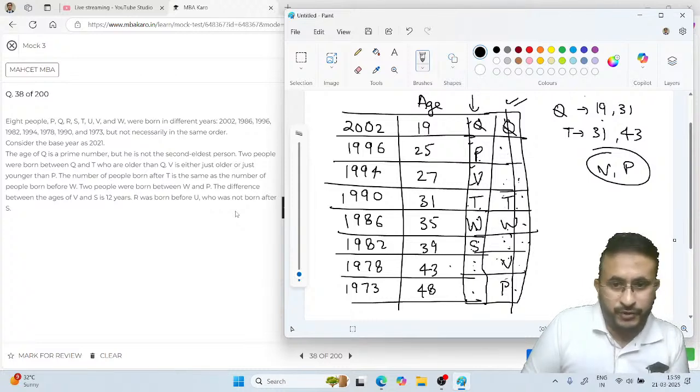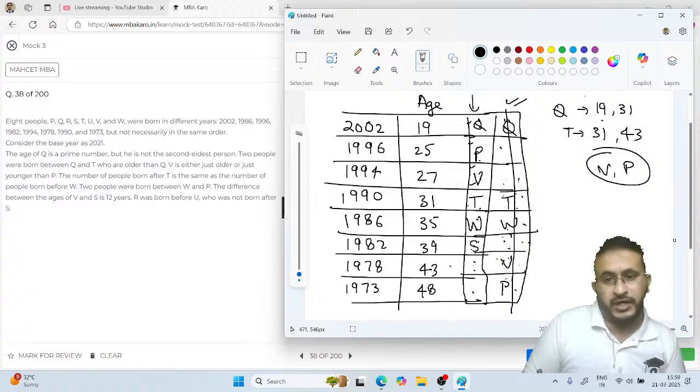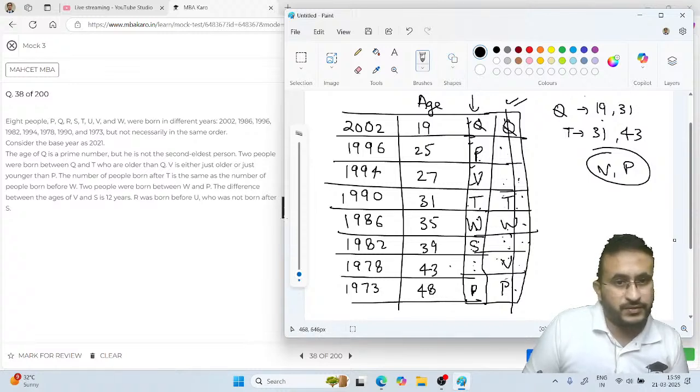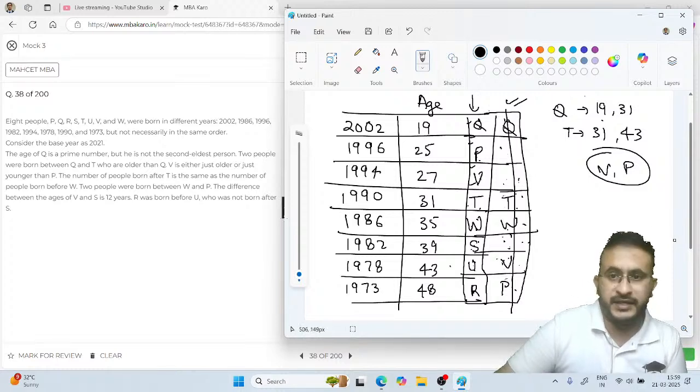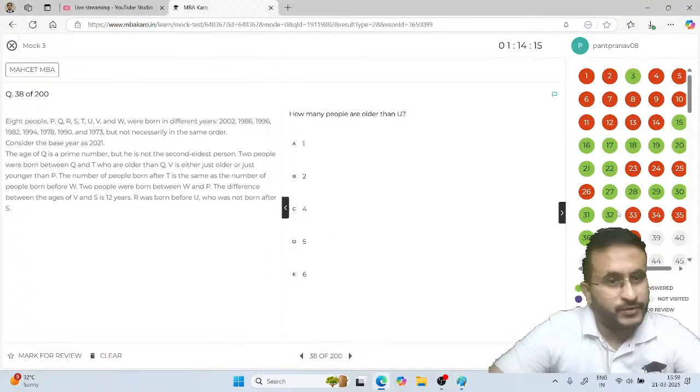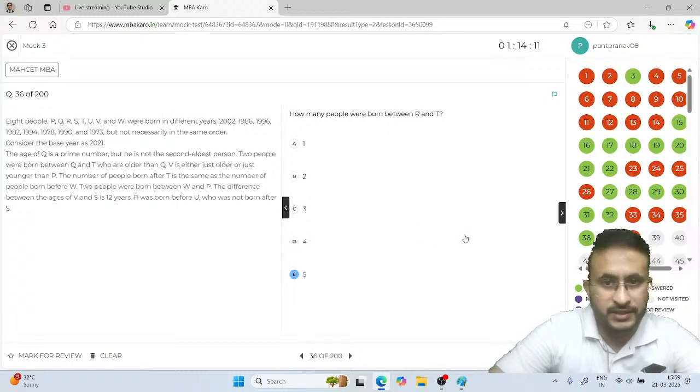R was born before U. Okay, so R is before U. U was not born after S. So U is before. So this is the right case. Okay, so QPV, this is the right one. So this is our 38, 36 is right.